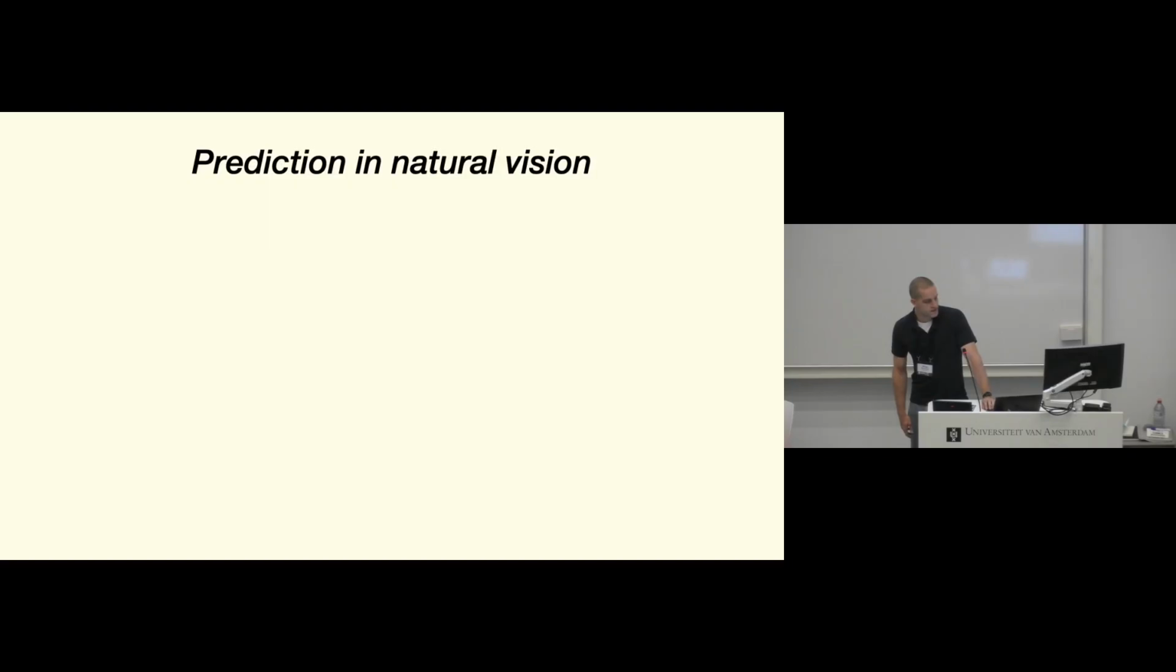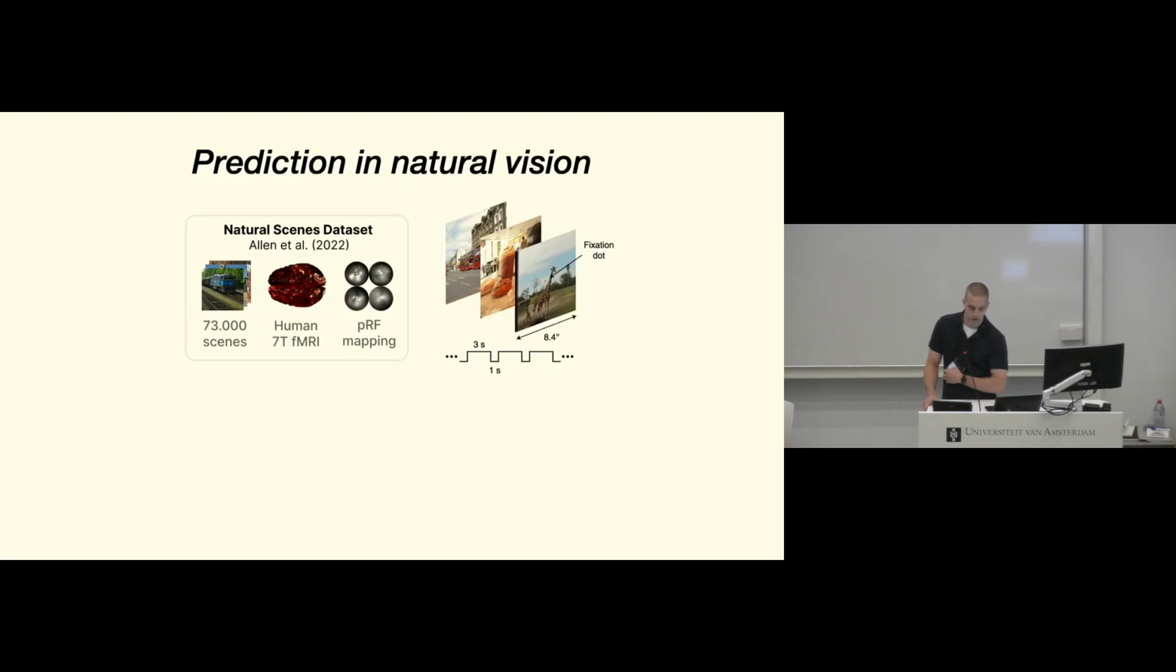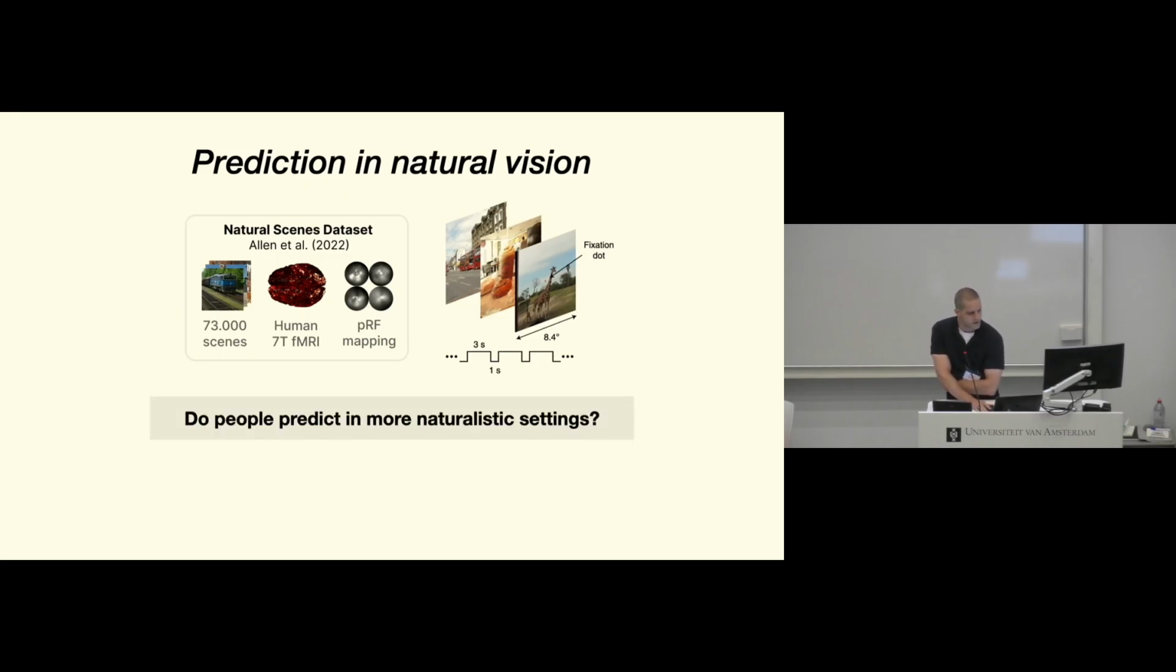Now, in this project, we apply this approach to the amazing Natural Scenes Dataset, which, by now you are very familiar with, which contains ultra-high resolution neural data from a naturalistic viewing paradigm in which subjects saw tens of thousands of natural scenes. And using this data, we asked, do people still predict in more naturalistic settings? And if so, what is it that they're predicting?